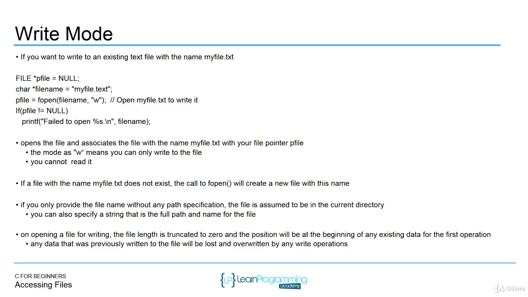So on opening a file for writing, the file length is truncated to 0, and the position will be at the beginning of any existing data for the first operation. Any data that was previously written to the file will be lost and overwritten by any write operations. So again, without providing the plus on it, it just means you can't read and write. This is write only. W is write only. W plus means you can read and write.